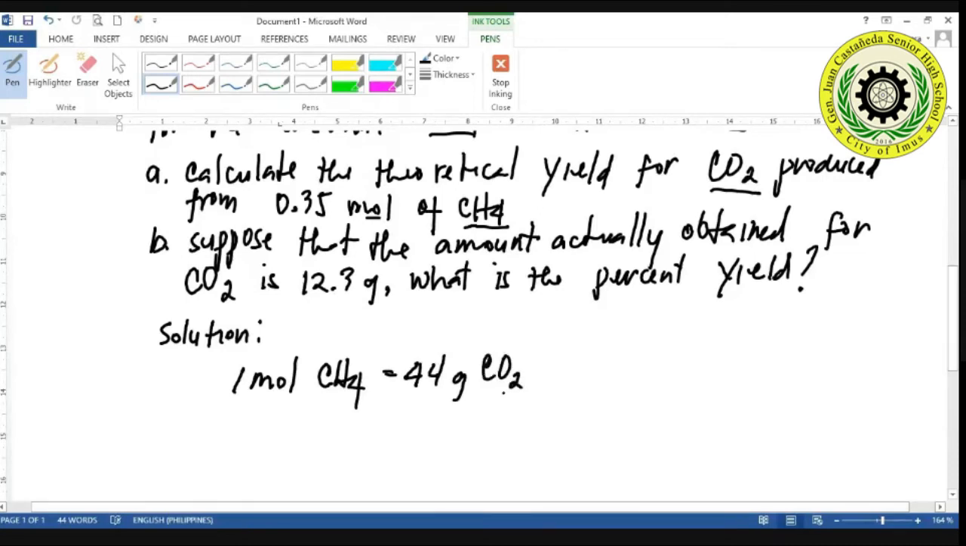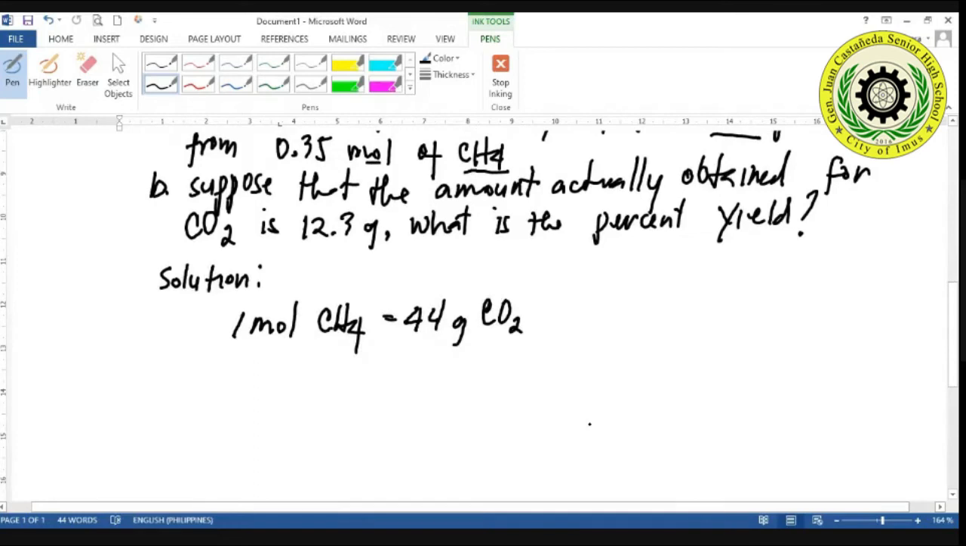So yun po yung relationships when it comes to number ng mole and grams po ng dalawang substance na methane gas and carbon dioxide. So gamitin po natin yung atin pong conversion factor na yan sa pag-solve po ng letter A. Kunin po natin yung given sa problem which is equal to 0.35 mole of methane gas. Multiply po natin sa ating pong conversion factor na for every 1 mole of CH4 or methane gas is equal to 44 grams of carbon dioxide.